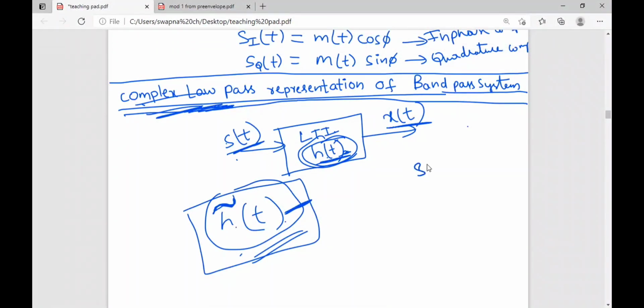The system's complex low pass representation is given by h tilde of t. S of t is the signal, so s tilde of t was the complex representation of this band pass signal. Now here h of t is a band pass system, and this band pass system you need to represent with h tilde of t, which is nothing but the complex low pass representation. That's what we have to derive here. Okay, that's all for now.